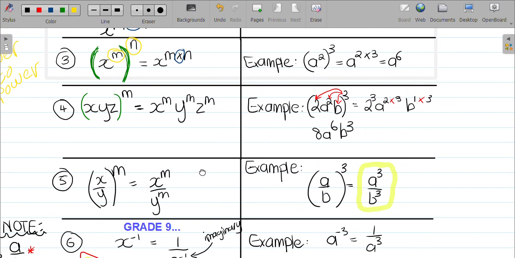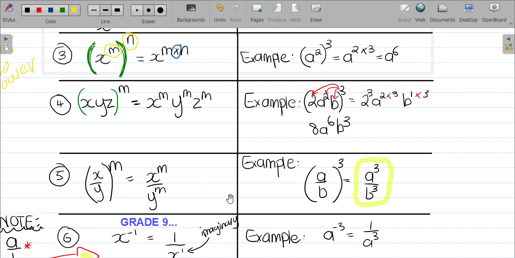Okay. All right, rule number 4. Guys, just to pause there, as I said, if I'm going too fast, please pause, rewind. That is the luxury of YouTube.